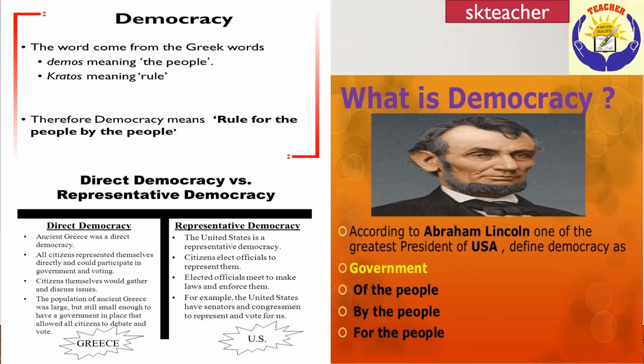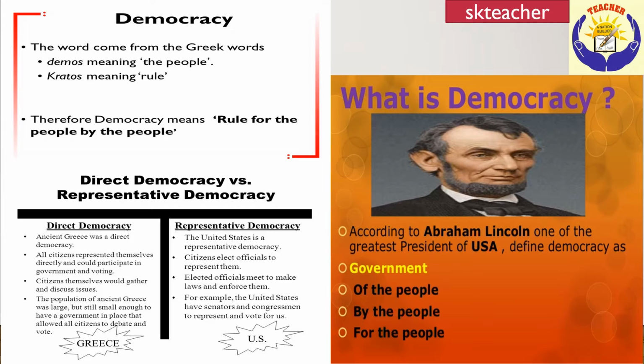Direct democracy. This type of democracy prevails where the population is small. According to this, all the citizens in a nation gather and participate in the government directly. Voting is done then and there. Lawmaking also is done on the spot. So this type of democracy prevails only in a less populated country. Actually, ancient Greece started this direct democracy first.